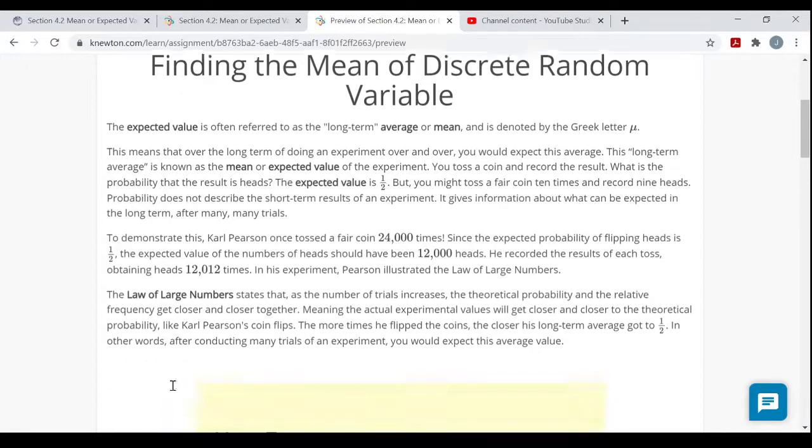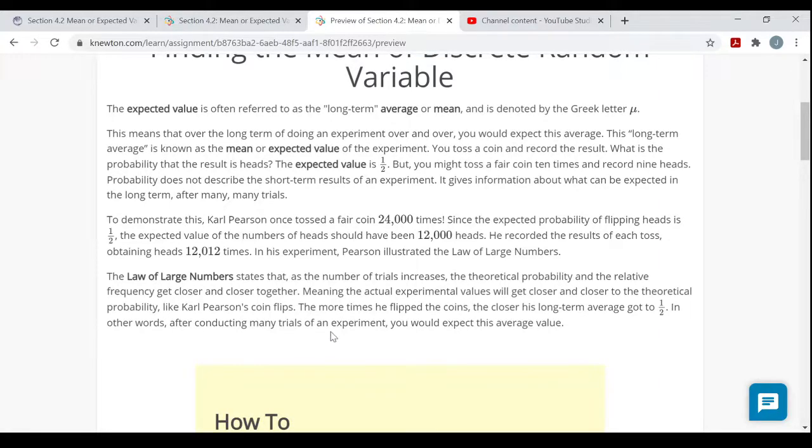So in other words, after conducting many trials of an experiment, you would expect this average value. So again, this is important. Expected value just means the more and more times I do this, the closer the average will get to what I expect. It doesn't mean that's what's going to happen. It just means we're going to get closer to that the more times you do something.